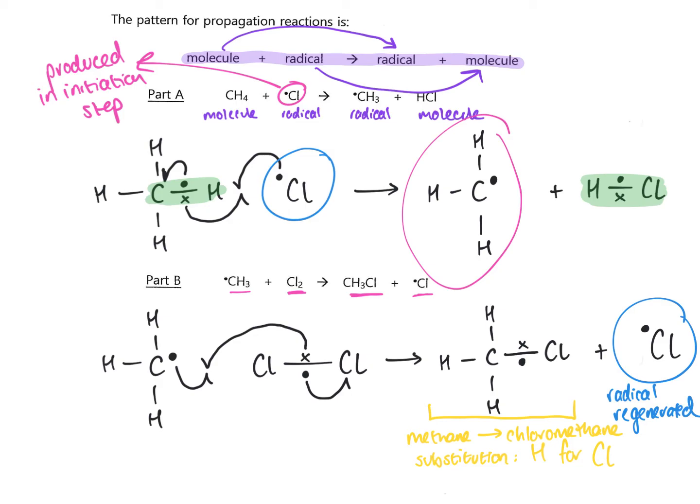And then in part B, our methyl radical goes on and reacts with a chlorine molecule to produce our chloromethane, and our chlorine radical is regenerated, ready to react with another molecule of methane. So these reactions can just keep going and keep going, but ultimately we want them to stop at some stage. And that's where part 3 comes into play, which is our termination step. So let's have a look at that now.